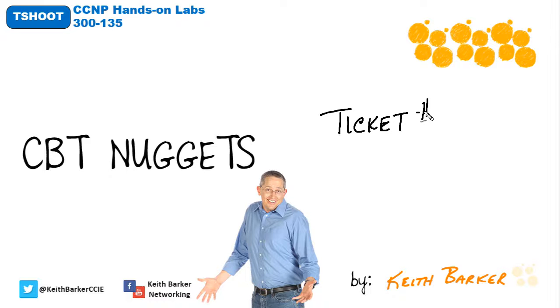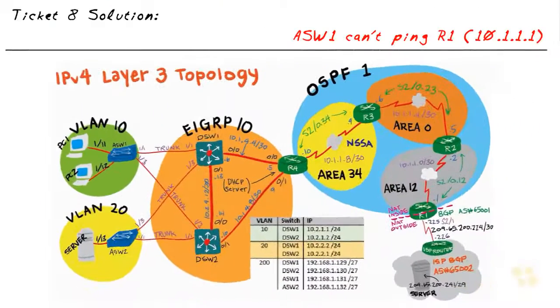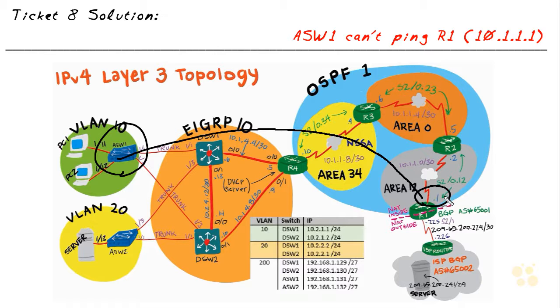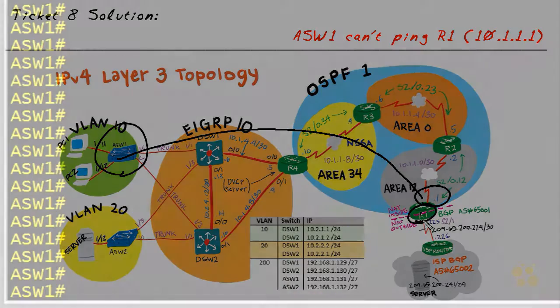In this nugget, we get to walk through the solution or solutions for trouble ticket number 8. Let's begin. So why is it that ASW1 cannot ping the IP address of 10.1.1.1, which is the interface serial 2/0.12 interface over on R1? Well, my friend, that's what we're going to solve right now.